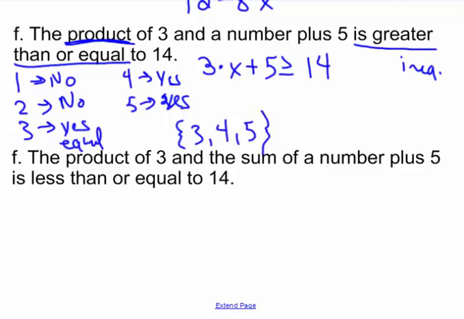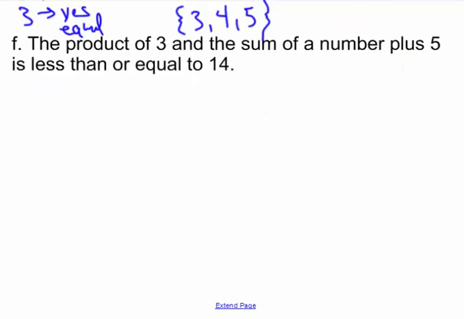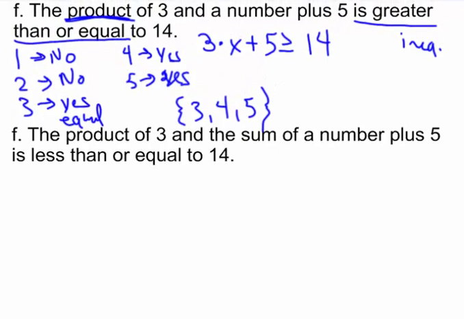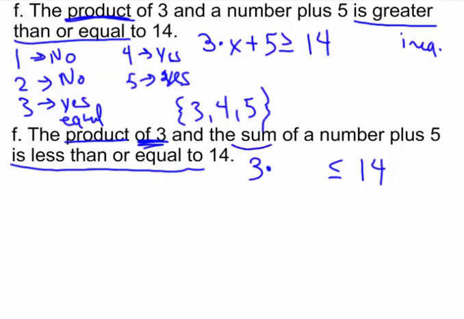In F, the last one, the second F, I changed it on your notes, should be G. The product of 3 and the sum of a number plus 5 is less than or equal to 14. Very similar to F. So is less than or equal to, okay, that's going to be an inequality, less than or equal to 14. Now, the tricky part is this, the product. Now, what two things? Of what? 3 and the sum. Well, what does sum mean?